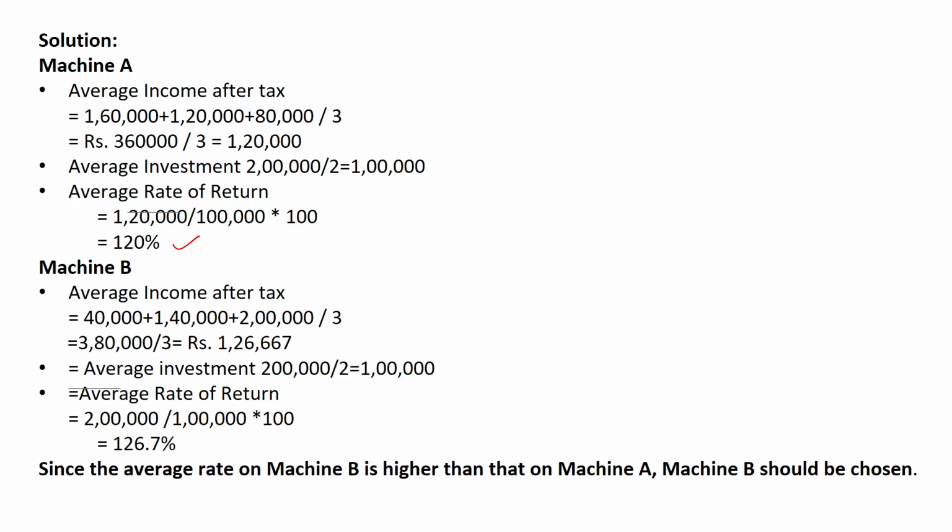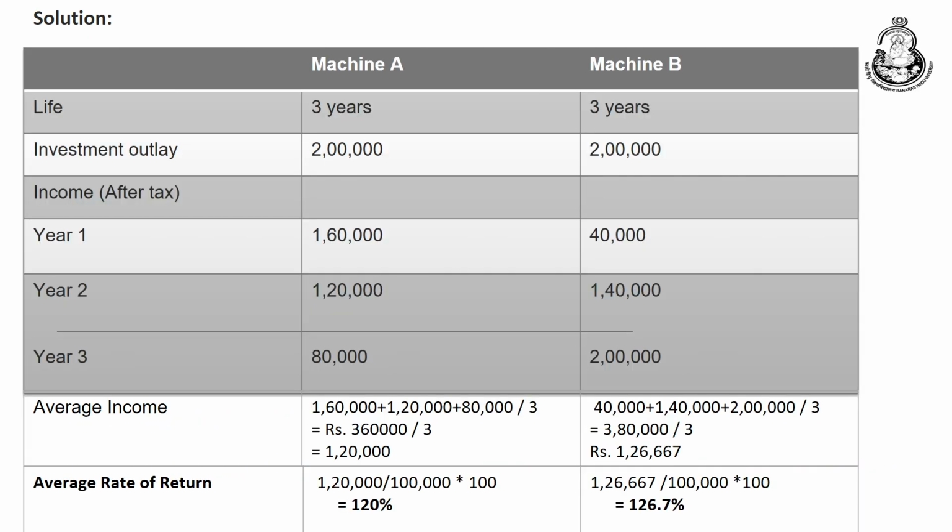Now, we can look at the figures. The average rate of return of machine B is higher than that of machine A. What is it? It is 126.7% from machine B, which is higher than 120% from machine A. So, project A and B could have been compared using the ARR method. Now, if we put the same values into this table, we can see the details of machine A and details of machine B, and it is giving a bird's-eye view picture of the calculation that we have used for calculating the average rate of return.